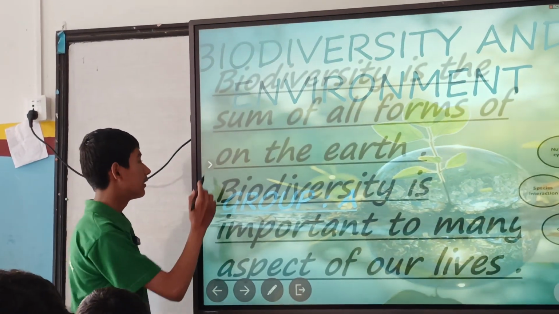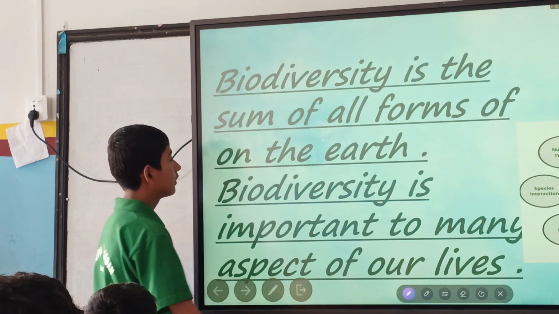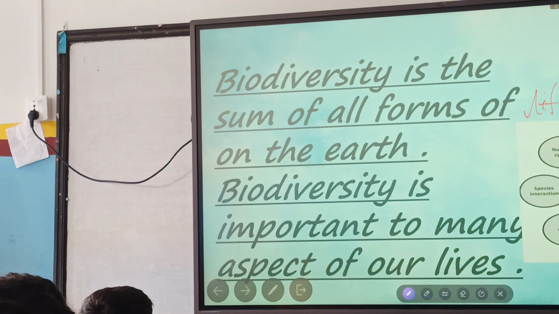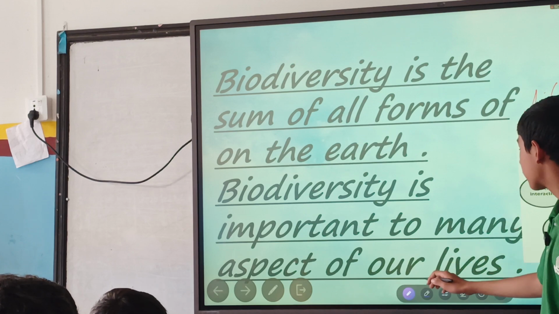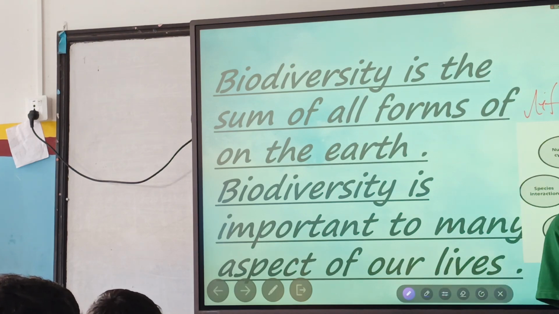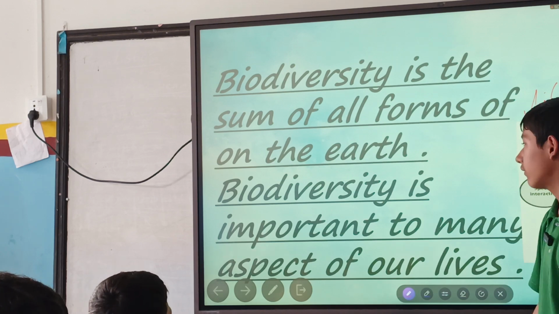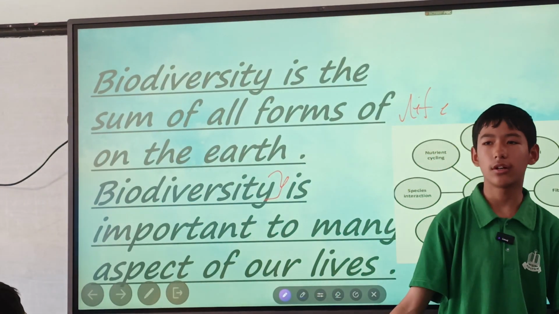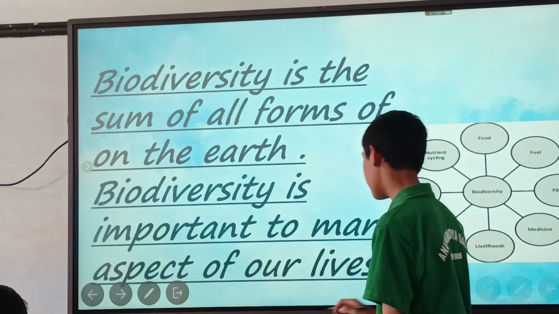The first point given here is that biodiversity is the sum of all forms of life on earth. It means that every living being or organism on the earth is a form of biodiversity. Biodiversity is important to many aspects of our lives. Everything like the food we eat, the shelter we live in, and all the medicine and fuel are given to us with the help of biodiversity. So biodiversity has helped us in a lot of fundamental and important aspects of our life. And the next slide goes like this.